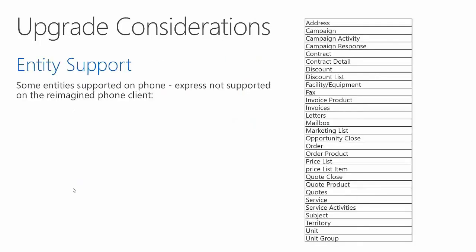One thing that was mentioned in the prior slide is that the new phone app has the exact same entity support as the tablet app. One thing to be aware of, though, is that the previous phone app actually supported some entities that are not currently available in the tablet and phone apps. You can see that list of entities on the right-hand side here. So if any of those entities are ones that your users need to use on their mobile phone, that would only be available if they continue using the old phone application. It's not currently available on the new phone app.